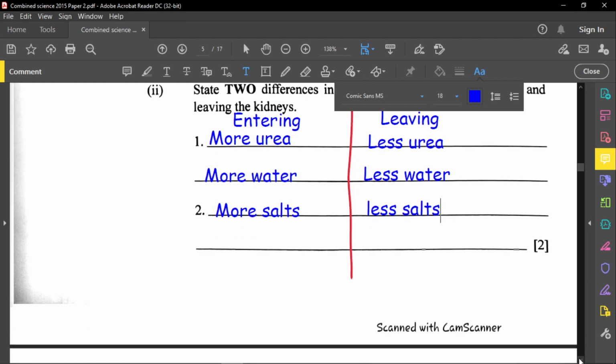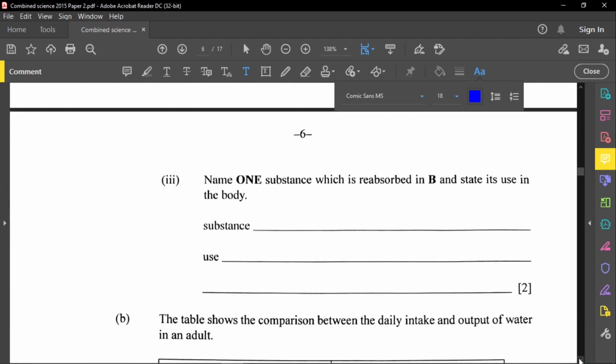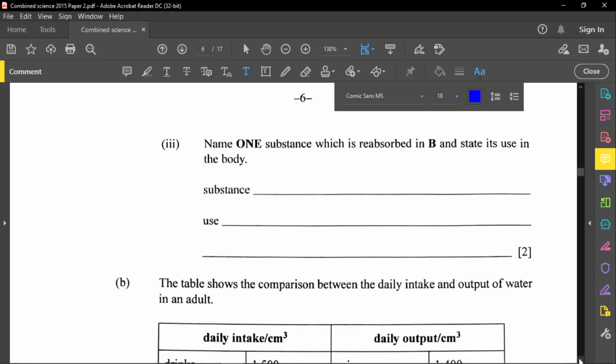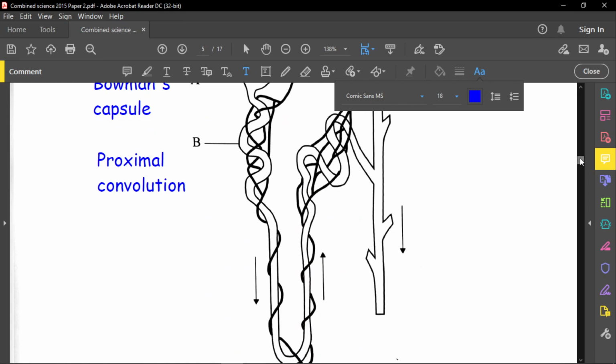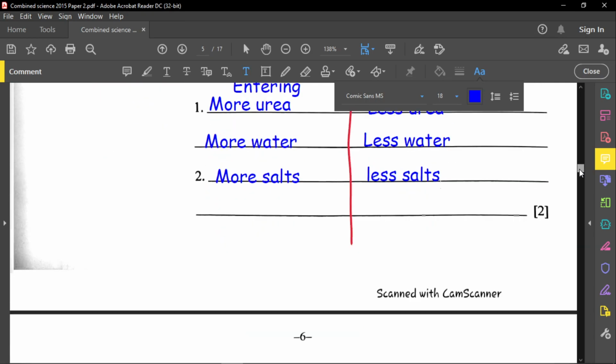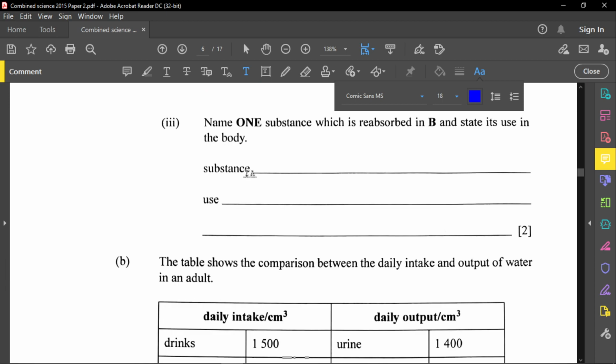All right, so let's go down to part 3 of this question. It said, name one substance which is reabsorbed in part B and state its use in the body. And so what is being reabsorbed in part B, which is the first convolution or the proximal convoluted tubule? As a matter of fact, it is reabsorbed along the tubule, so anywhere in the tubule could have been the same answer. The substance here that is being reabsorbed is glucose.